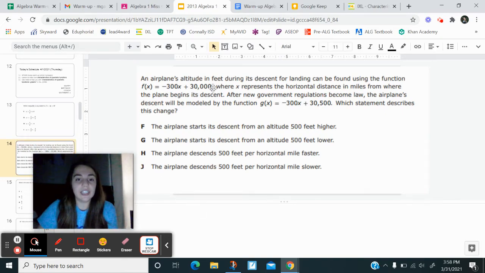The thing that is changing is the y-intercept, or the starting point. So you tell me what happened. Was it starting 500 feet higher in this one or 500 feet lower in this one?